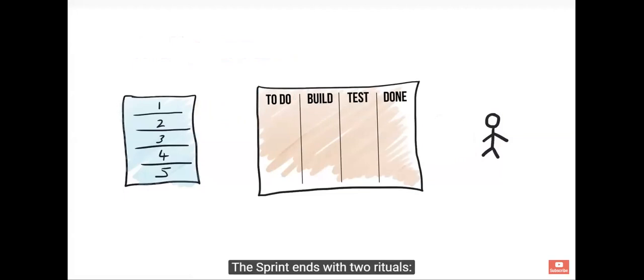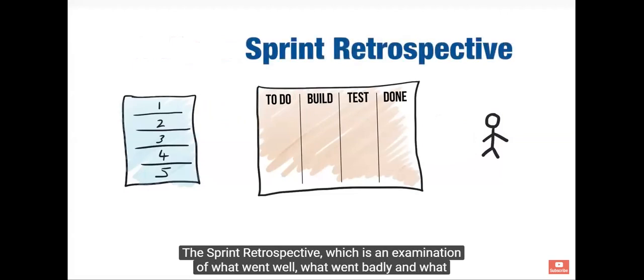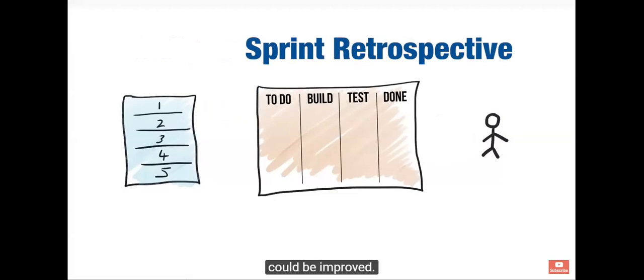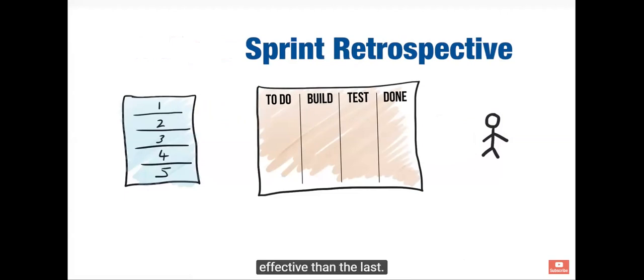The sprint ends with 2 rituals. The sprint review, which is a demonstration of new functionality to the stakeholders, and the sprint retrospective, which is an examination of what went well, what went badly, what could be improved. The aim of the retrospective is to ensure that the next sprint is more efficient and effective than the last. And that's Scrum.